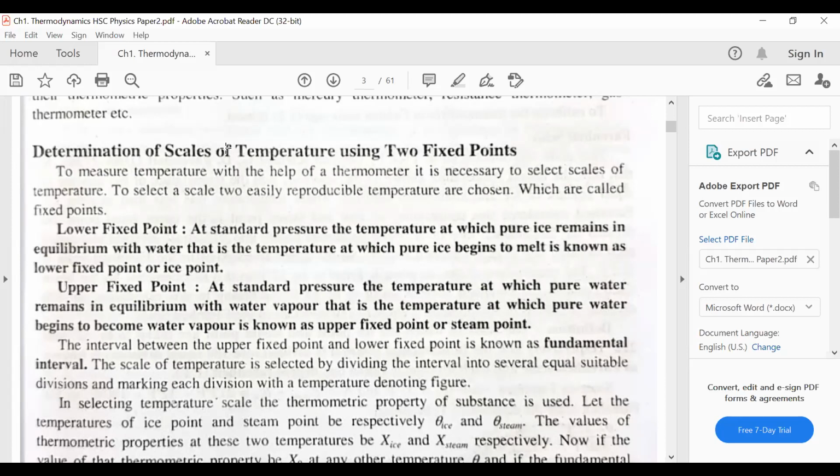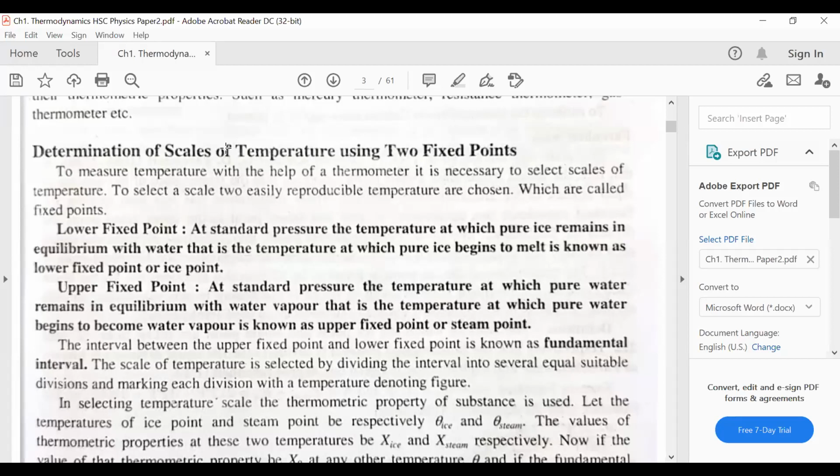Do you know how much is the temperature in degrees Celsius? It is 0 degrees Celsius. Yes. So ice just starts to melt at 0 degrees Celsius. So that is the lower fixed point. Now, what is meant by upper fixed point? The standard pressure at which pure water begins to become water vapor. That the pure water begins to boil or becomes water vapor is called the upper fixed point.